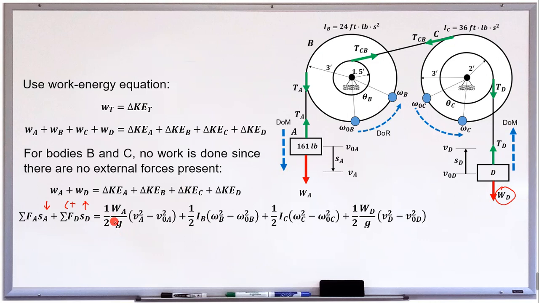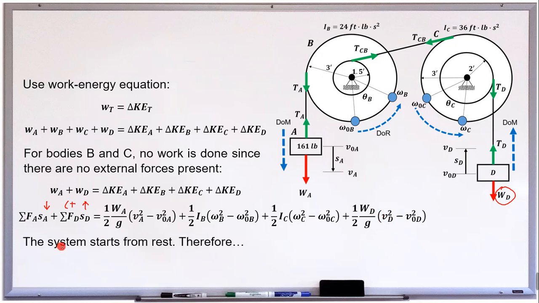Now, on the right side of our equation, for the kinetic energy at A, that is in translation, so you're going to use this expression. Then for B, you're going to use this one, in terms of the mass moment of inertia times the angular velocity, because our cylinder B is rotating. Same goes with C, still rotating. And then for block D, we will use the kinetic energy formula for translation.